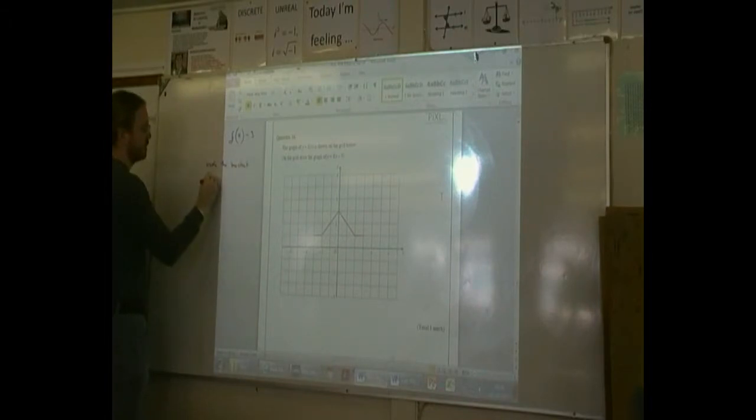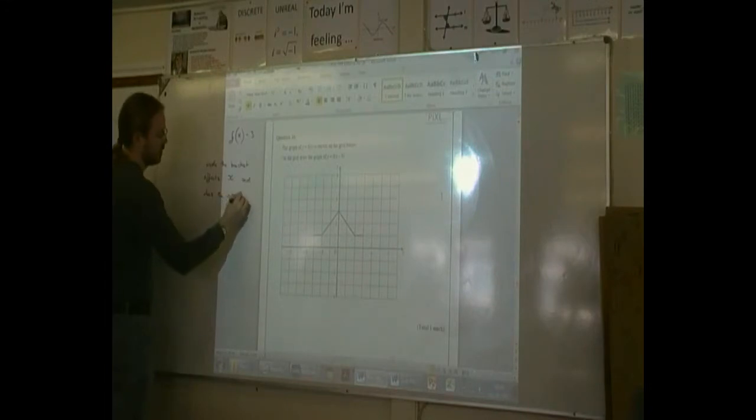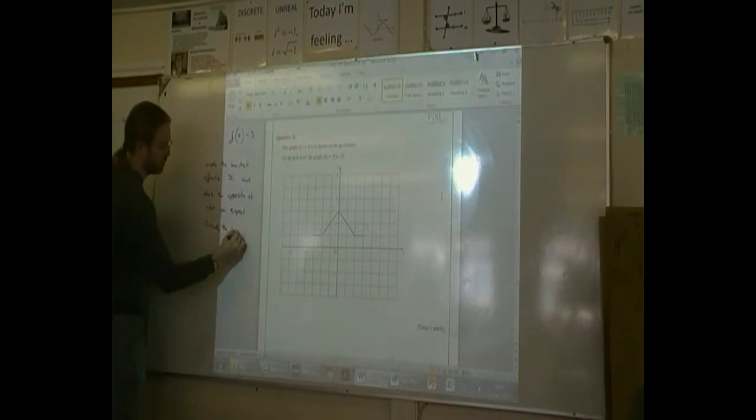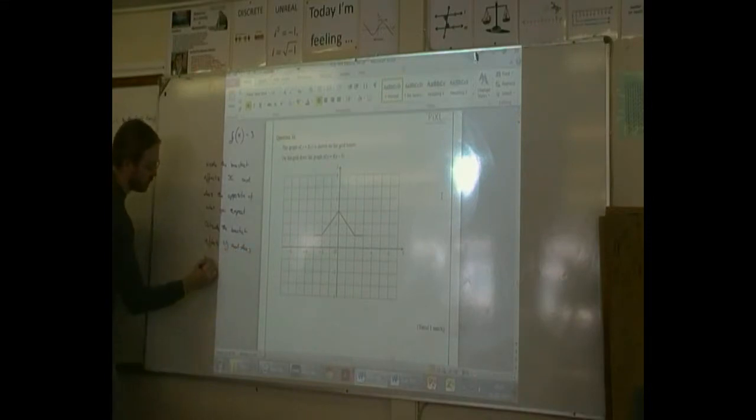affects x and does the opposite of what you expect. Okay, meanwhile, outside the bracket, affects y and does exactly what you expect.